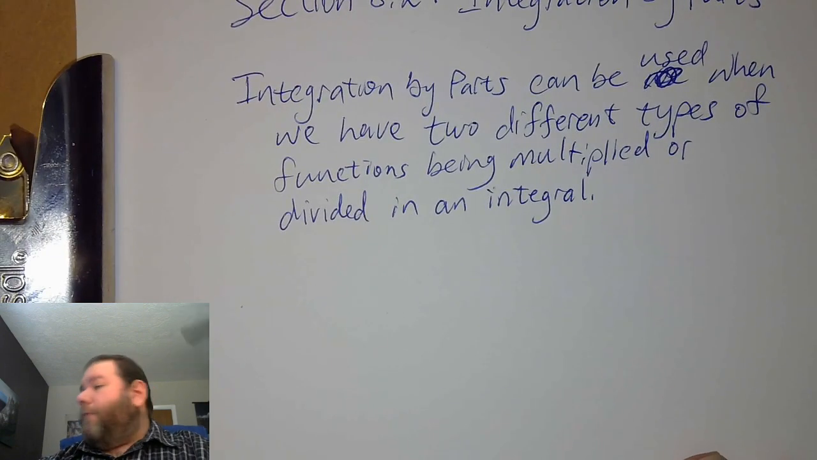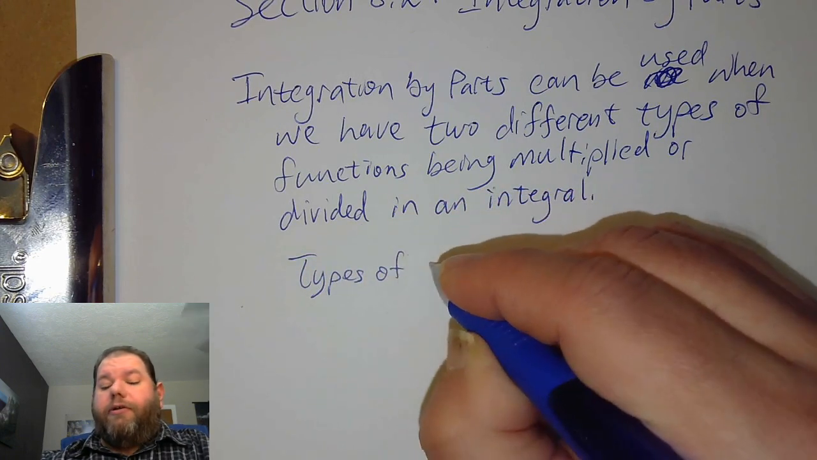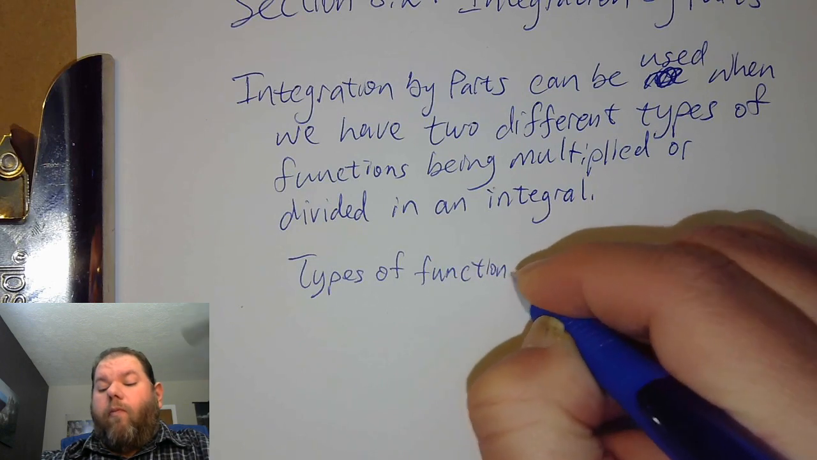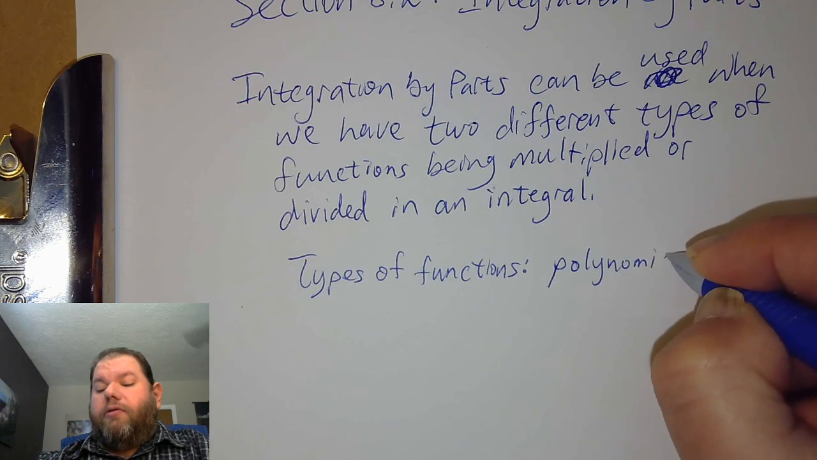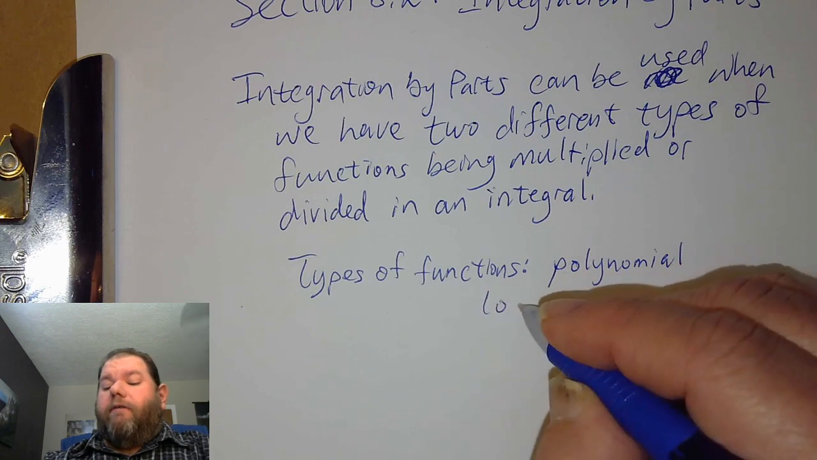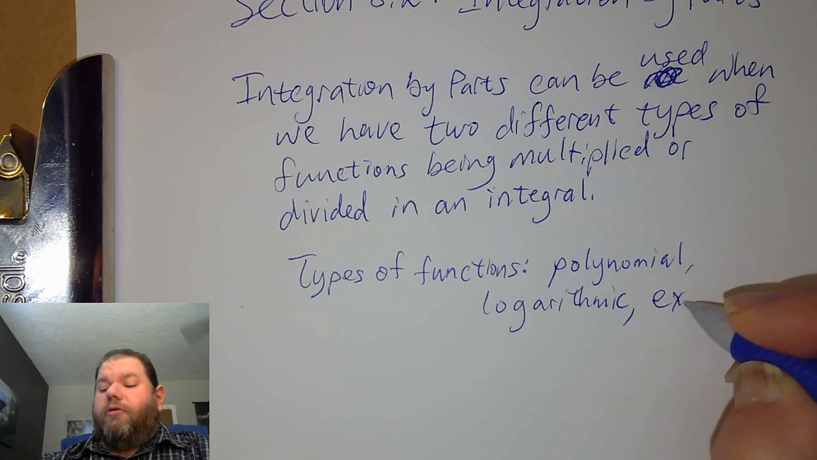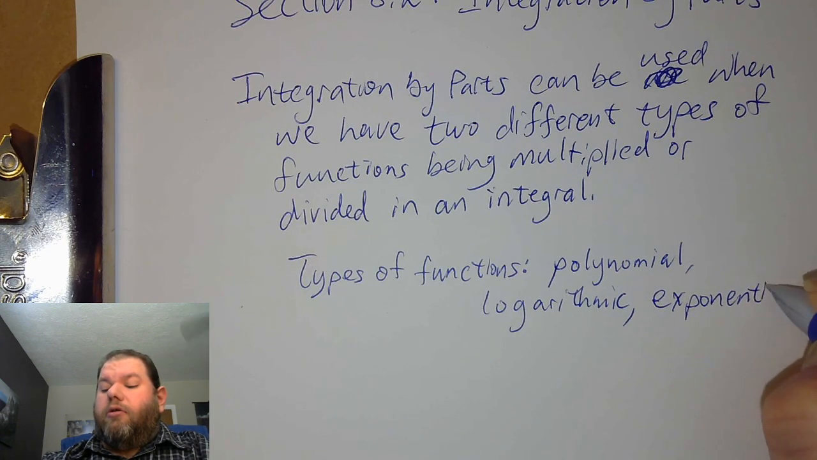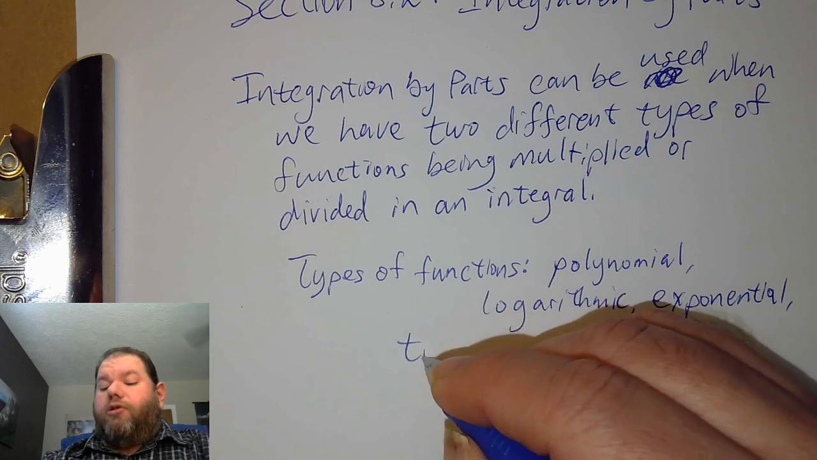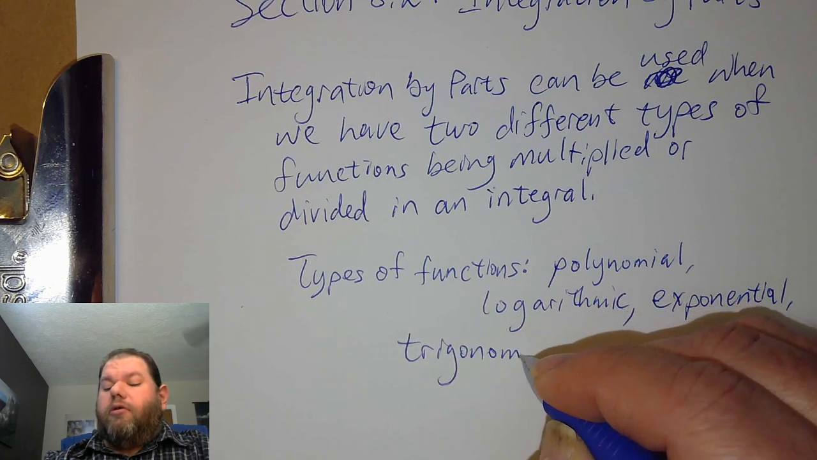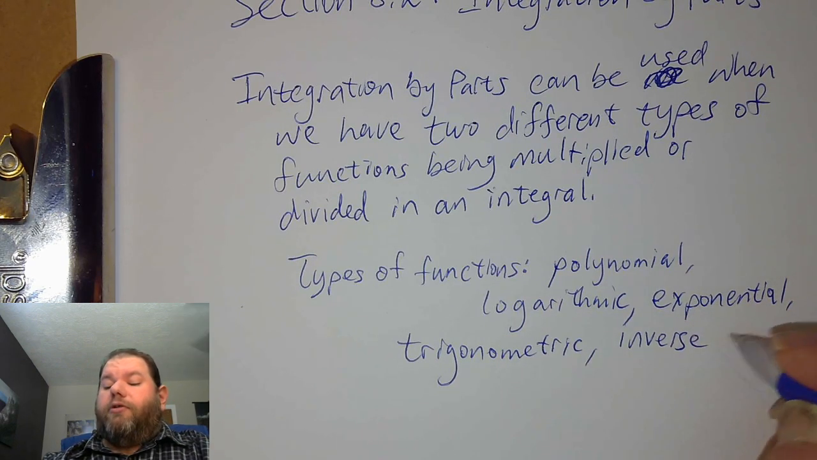Now when we say two different types of functions, specifically types of functions that we are referencing here, we could have a polynomial function, we could have a logarithmic function, could be exponential, it could be that we have a trigonometric function, or it could be that we have an inverse trigonometric function.